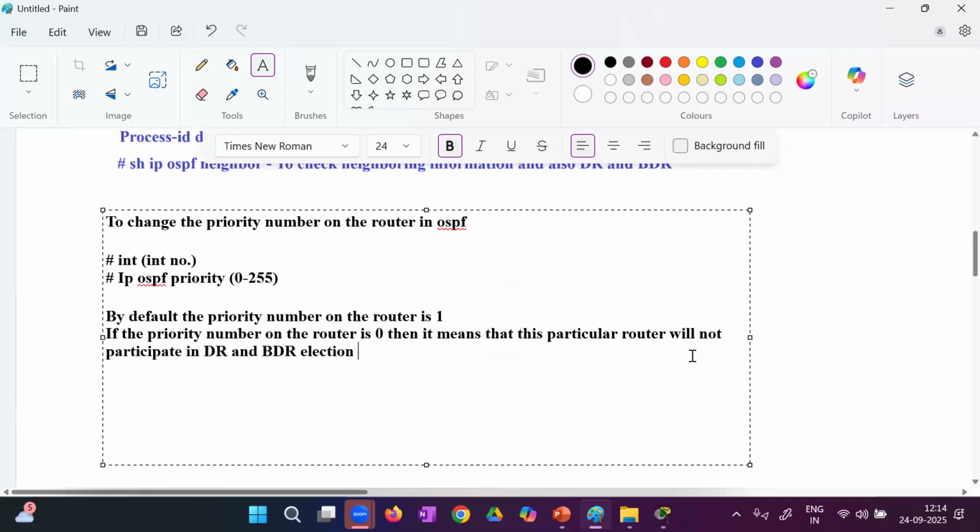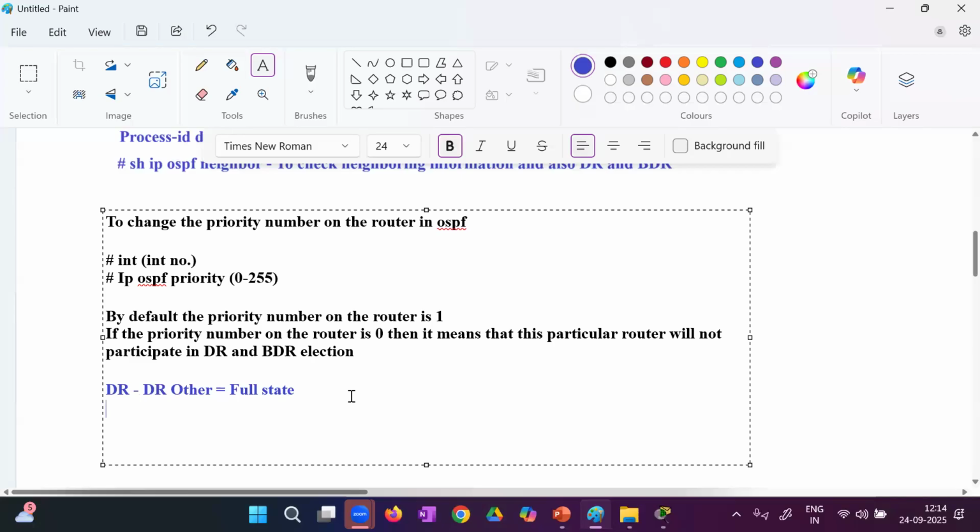Clear till here? Okay. See, DR and DR other will be in which state? Full state. DR and DR other will be in full state.